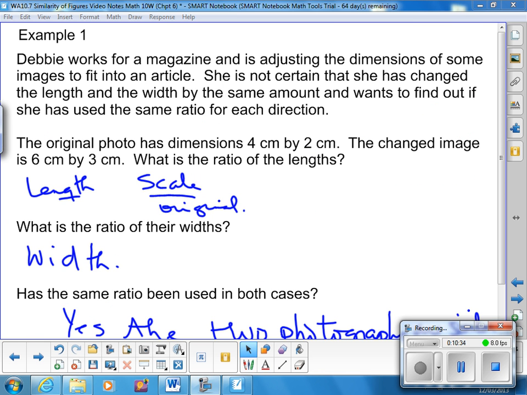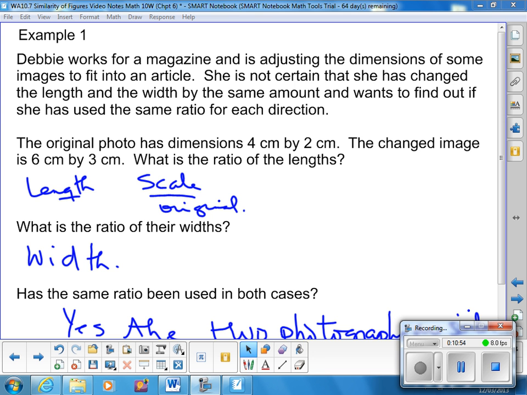Debbie works for a magazine and is adjusting the dimensions of some images to fit into an article. She is not certain that she has changed the length and width by the same amount and wants to find out if she has used the same ratio for each direction. The original photo is 4:2 and the changed image is 6:3. What is the ratio of the length?